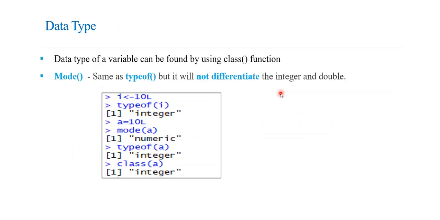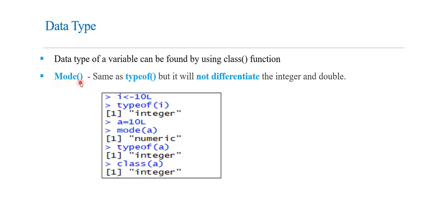So next, we can check the type of a variable using the class of function, I told you earlier, right? You can even make use of the function named type of, or you can make use of the function named mode of. So these three functions can be used to check the data type.